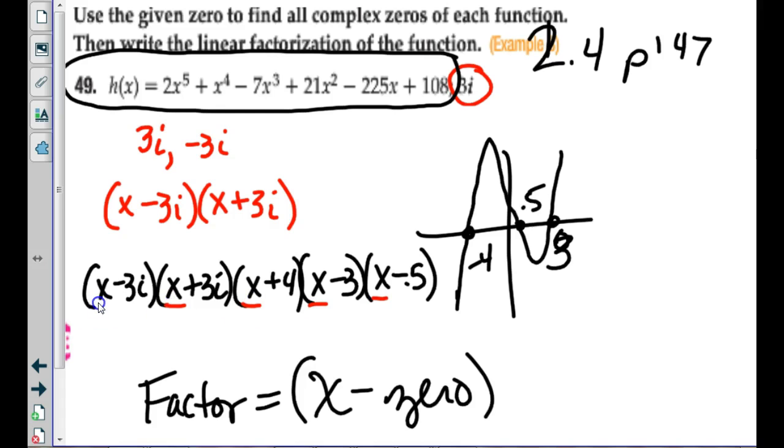Okay, if it says linear factorization, I have to have powers only of x. So yes, there is a part on the quiz where it says you have to have real solutions, so you would have to FOIL that part together. This one you don't want to do that, but you would have gotten an x squared plus 9.